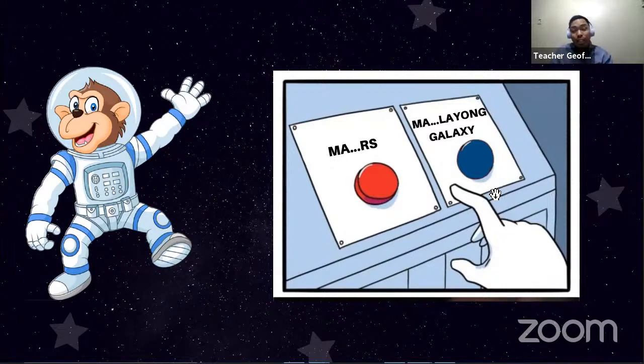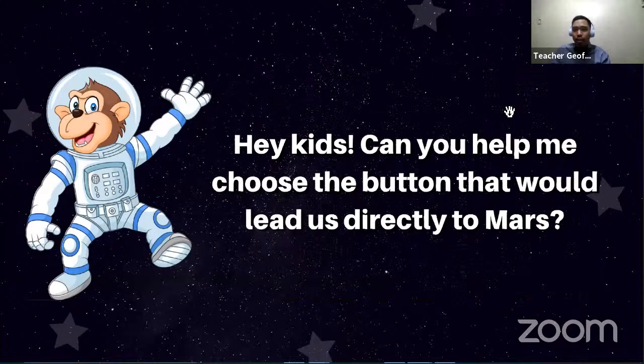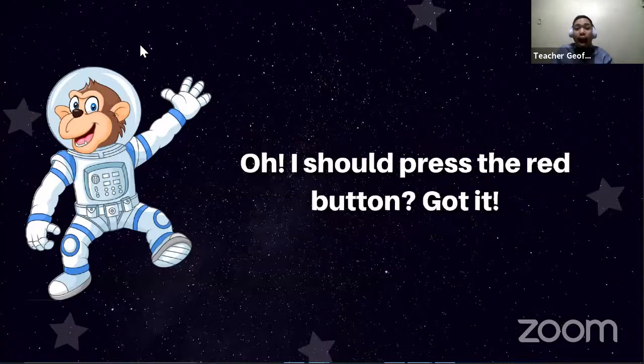Once Monkey pushes the red button, then we will magically be transported into Mars. And that's what we want, right? To be able to what? To have an adventure around the solar system and just look at all the planets there. Monkey, just press the red button. Okay? So Monkey, we've actually helped you with that already. Can you just push the red button already? Oh, Monkey says, I should press the red button. Got it.